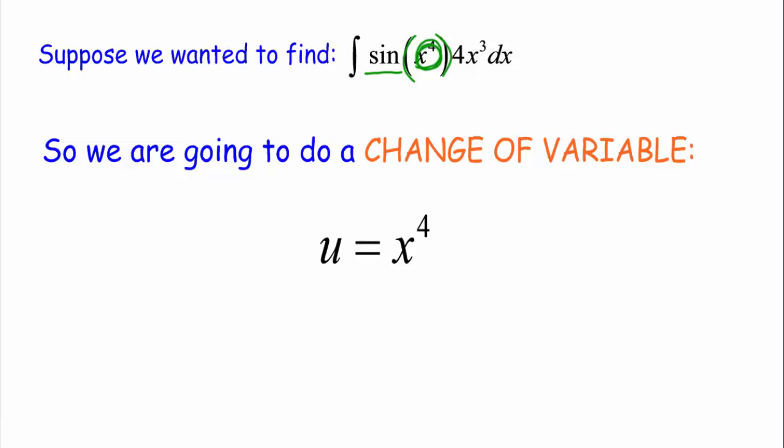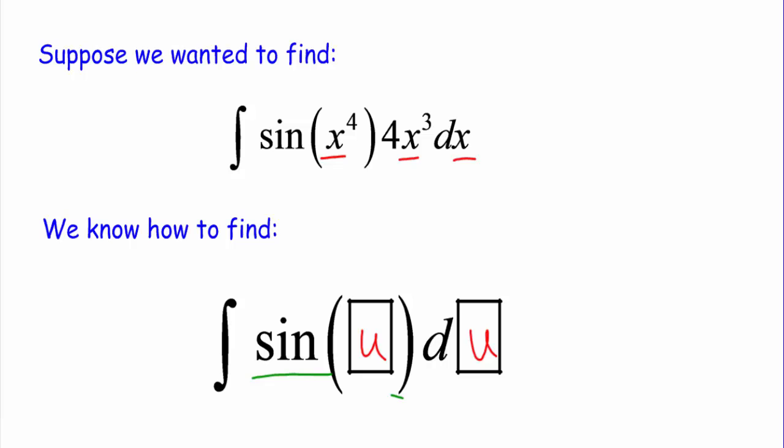So I'm going to replace that x to the fourth with u. So I'm going to end up with something like sine of u. But now I have a 4x cubed dx still. So what do I do with that? Well, back on this previous page, sine of box d box we were good for, but the boxes had to match. So if you're going to change this one, you have to change the dx into a du as well to make that match. Otherwise, it doesn't make any sense.